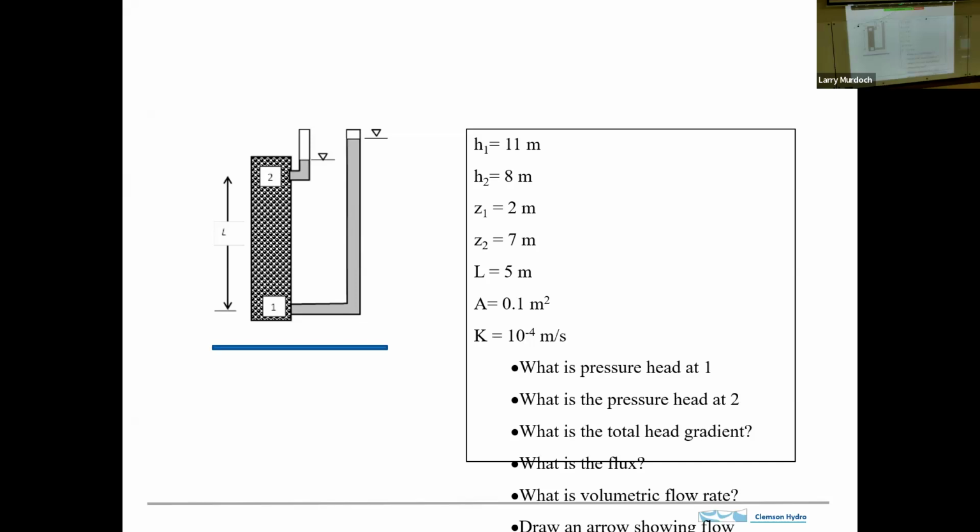Okay. So let's take a look at this. So, let's see, what do you get for the pressure head? 9 meters. Anybody want to second that? Okay. And what about at point 2? 1 meter.